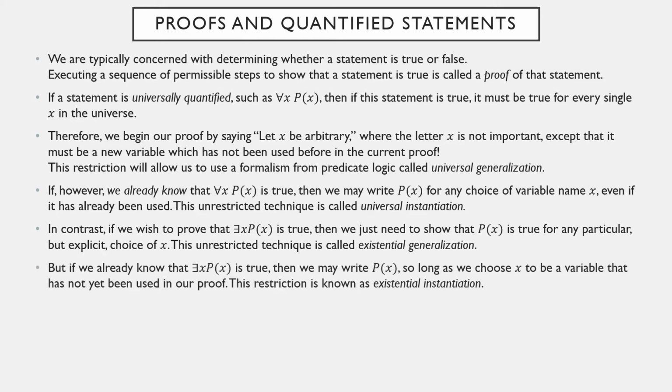In contrast, if you know that there is something for which the statement is true, and you want to write it's true about one particular element, that has to be a new variable that has not yet been used in the proof, because you only know the statement is true for one thing in the universe, but you don't really know which one. So if you've already been talking about the variable t, and you know there is something for which the statement p is true, you don't know that it's that one you've already been talking about, so you can't just write p of t. Okay, and this is known as existential instantiation.